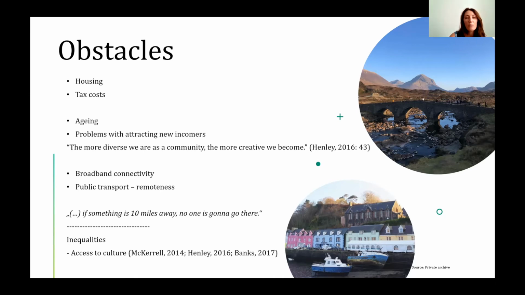They are also having problems with attracting new incomers, who could bring a totally new perspective and contribute to rural diversification. Another big problem mentioned by interviewees was public transport, as sometimes they don't have the opportunity to use public transport. And all these facts show how there are inequalities in everyday life, but also in access to culture, which is very often the subject of much research.